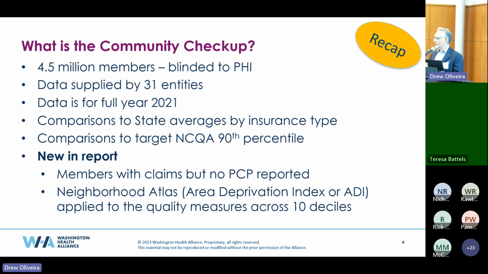So what's the community checkup? Again, real quick, it's about 4.5 million members, claims-based data. It's blinded for PHI. We have 31 data suppliers. And we've always set our targets from a quality standpoint on that NCQA 90th percentile. What was new in March was we presented two big things. One, what happens when you don't have a primary care provider? How does that influence your quality as well as some of the other access issues? And then what happens when we start looking at where you live within the state of Washington? And how does that impact quality?